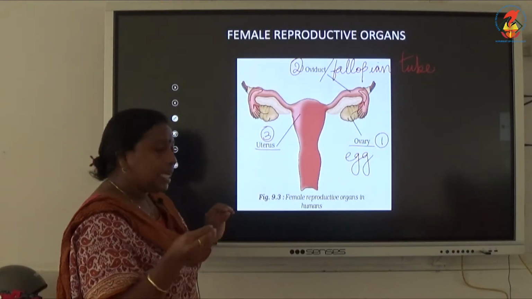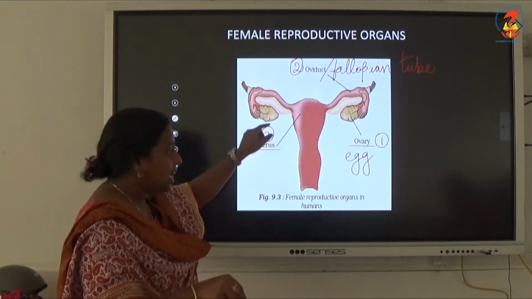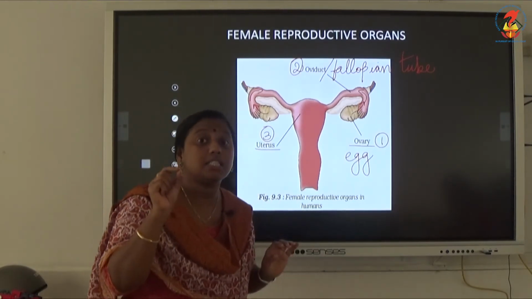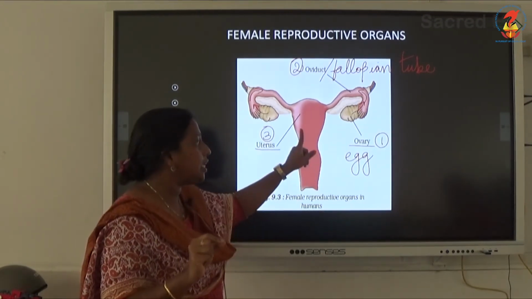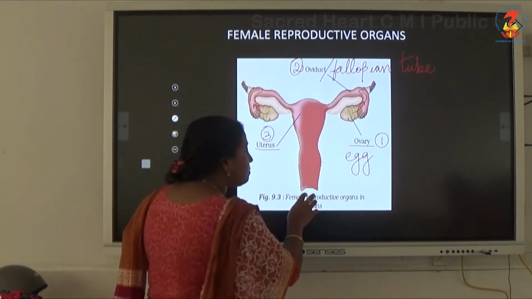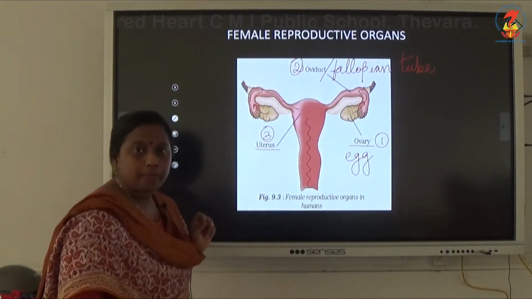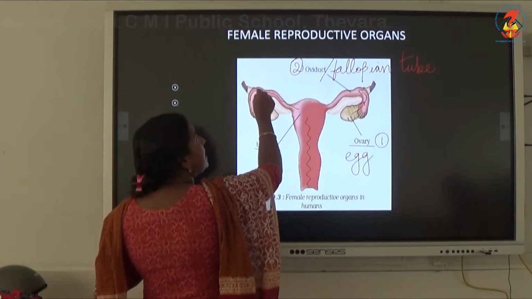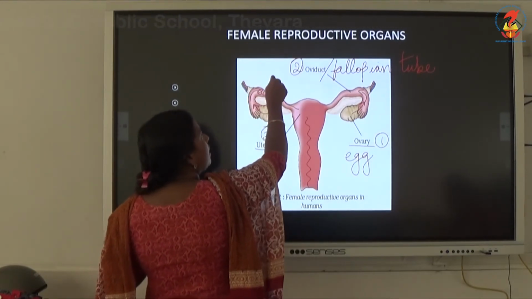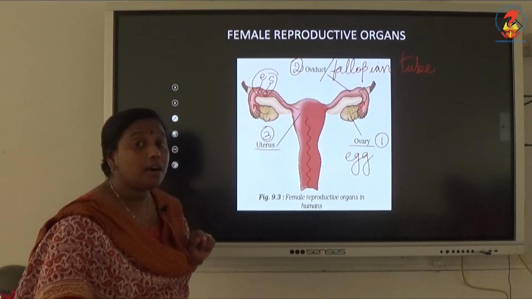Clear? Now, suppose during the time of this release of egg, this female body receives a sperm. If a sperm is deposited into this female body during the time of this egg release, what will happen? The sperm will be swimming and will reach this fallopian tube. Here the sperm will meet an egg. So, this is the sperm, this is the egg. During the release of the egg, a sperm also entered. This egg and sperm will fuse together to form a zygote.